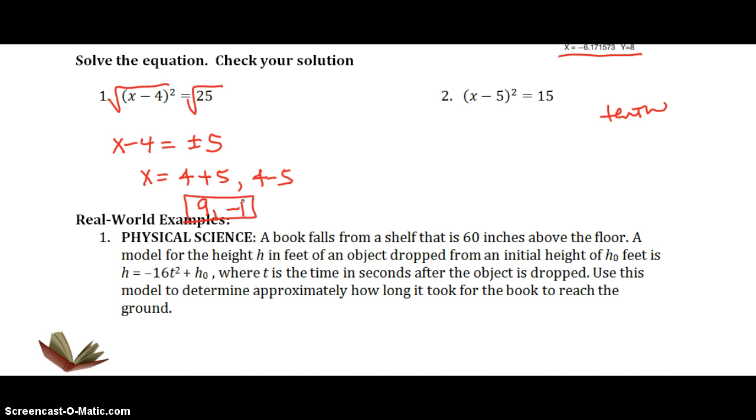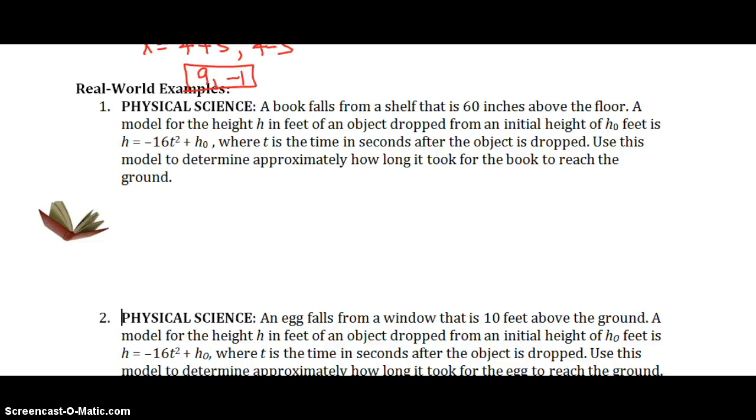Let's look at a real world example where we're given a physics problem, and here's the equation where h sub 0 stands for the initial height. Okay, a book falls from a shelf at 60 inches above the floor, so that's our initial height, and h is going to be the height after it is dropped, so when it hits the floor it'll be at 0. So 0 equals negative 16 t squared plus 60. We're looking for the time. Use this model to get approximately how long it took the book to reach the floor. So how long did it take to land at 0? And we started at 60.